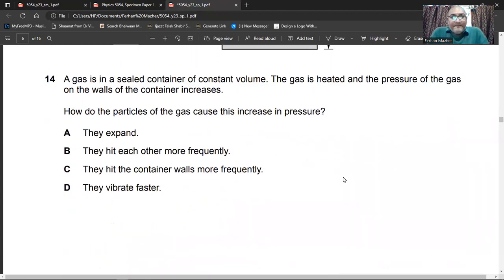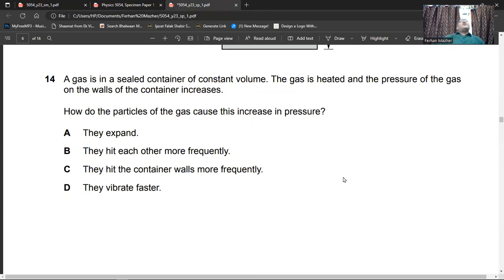Question number 14. A gas is in a sealed container of constant volume. So the volume is not changing. The distance between the molecules is not changing. The distance between one side of the container and the other side of the container is not decreasing. The gas is heated and the pressure of the gas on the wall of the container increases. So how do the particles of the gas cause this increase in the pressure?